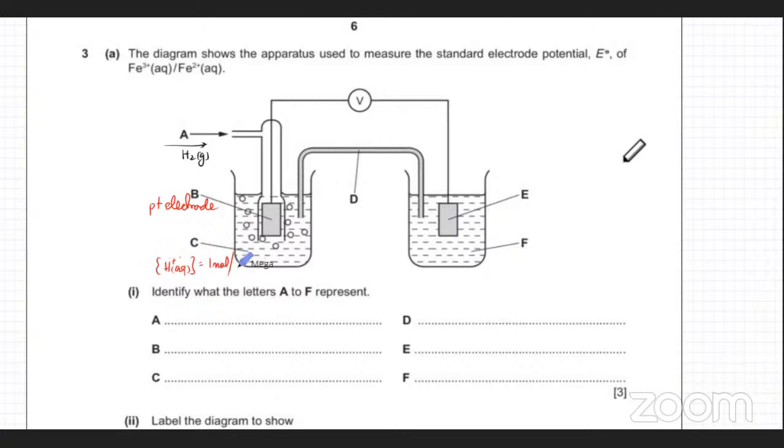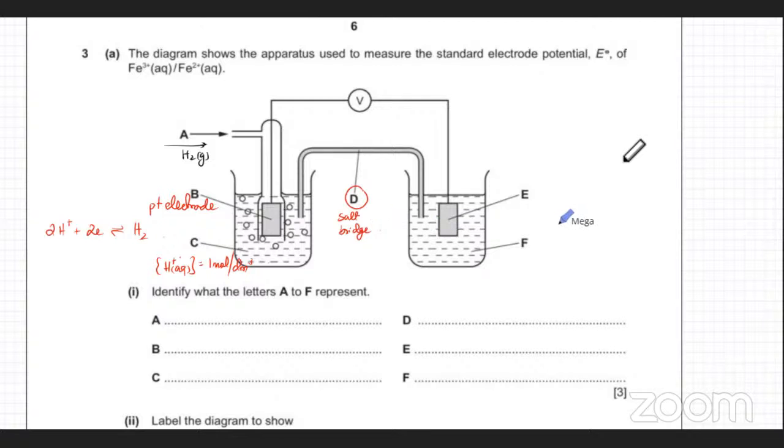You can be very specific, just to be on the safe side: H+ at 1 mole. The reaction happening over here is 2H+ plus 2 electrons in equilibrium with H2 gas. And what is D? Salt bridge. That's your salt bridge, to complete the circuit or to balance out the charges in the solutions.